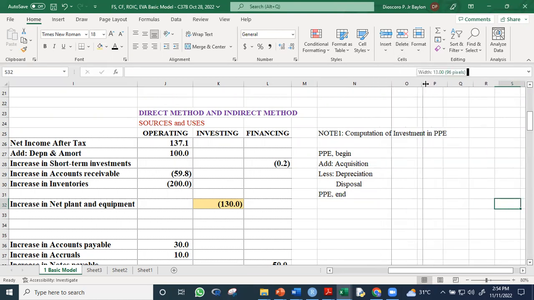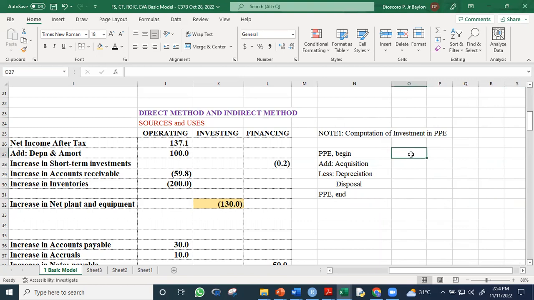So let's set up now our computation. We know the beginning value. What's the beginning value of PPE, class? Could you kindly chat, please, in the chat box? What's the beginning value of PPE? Kindly answer in the chat box, please.